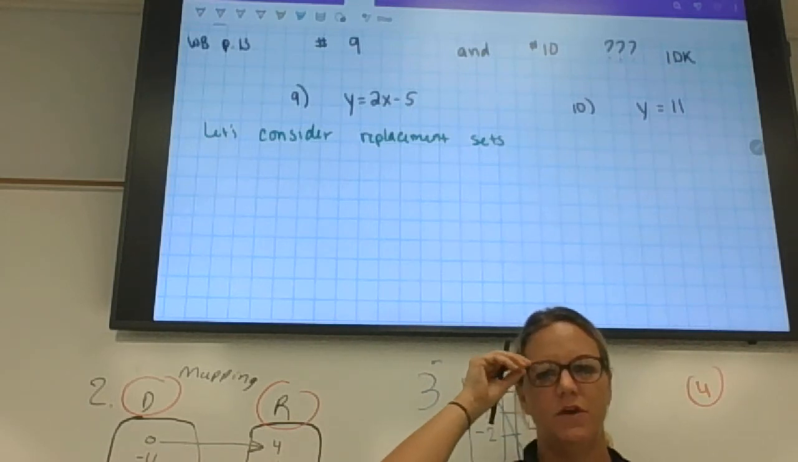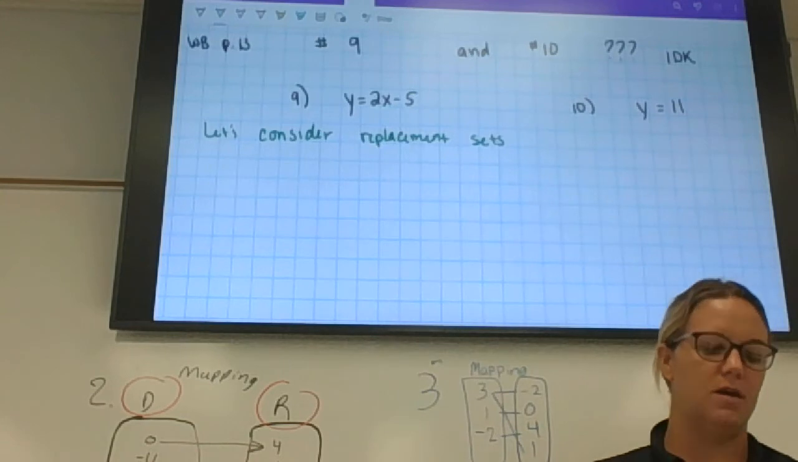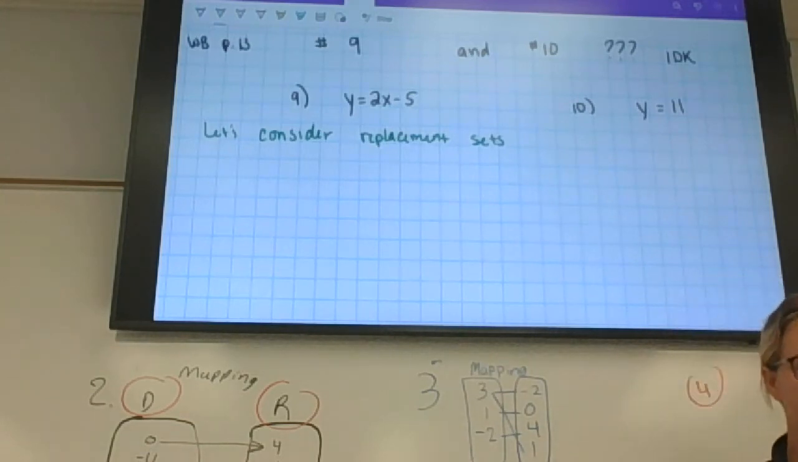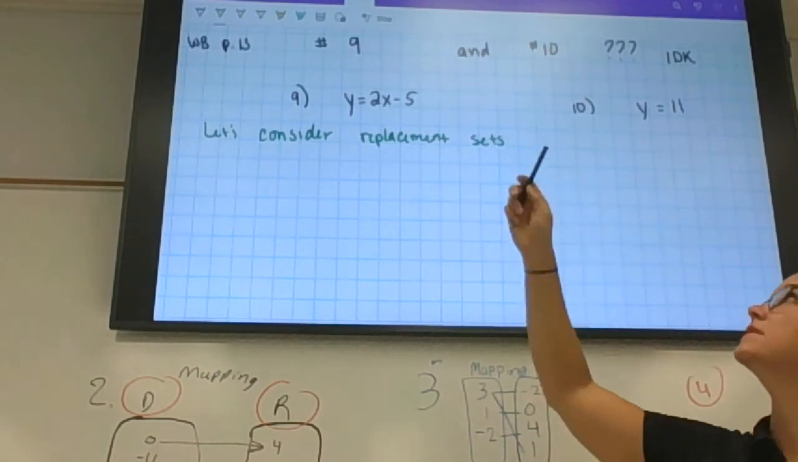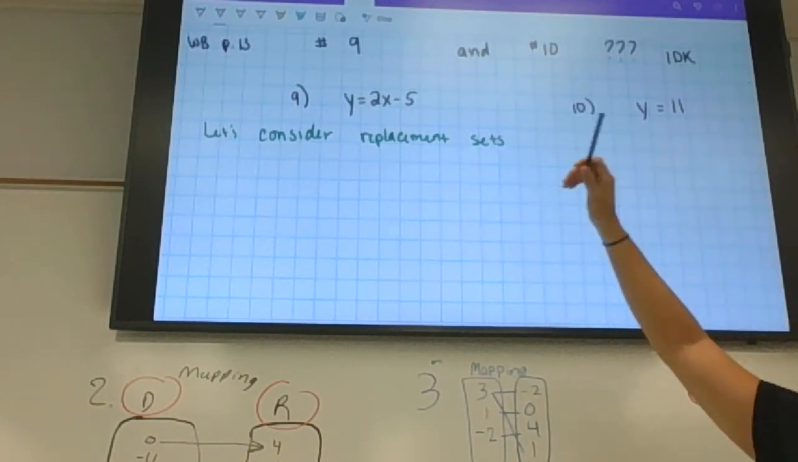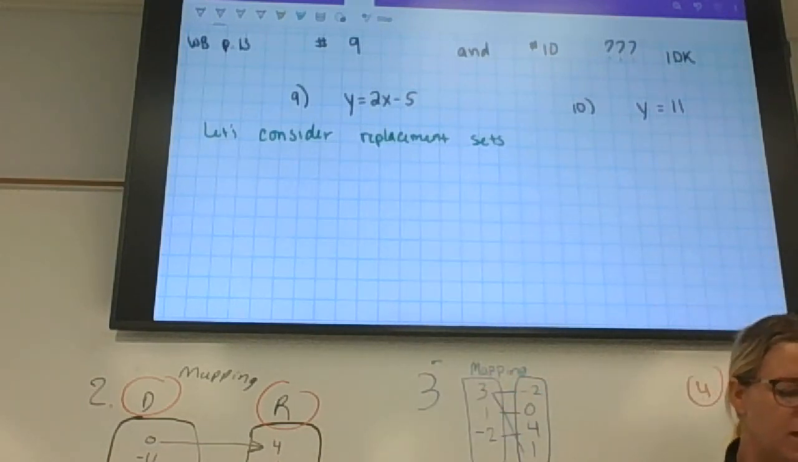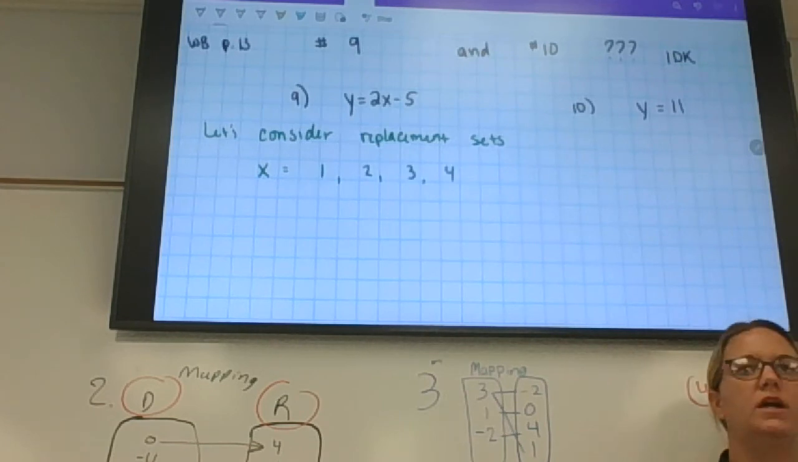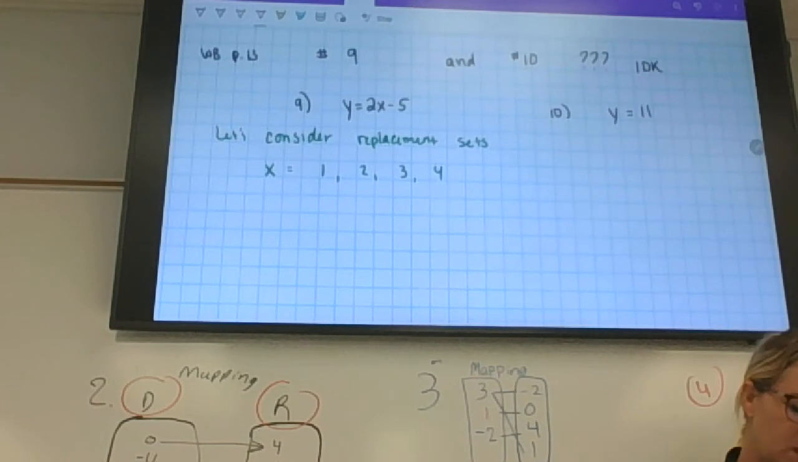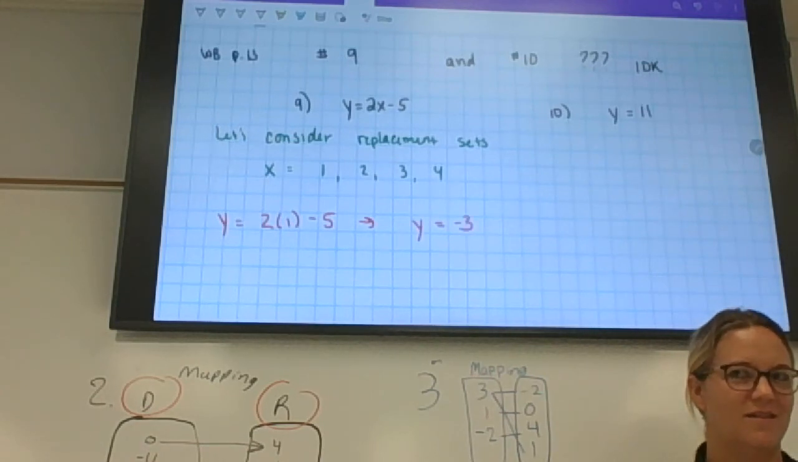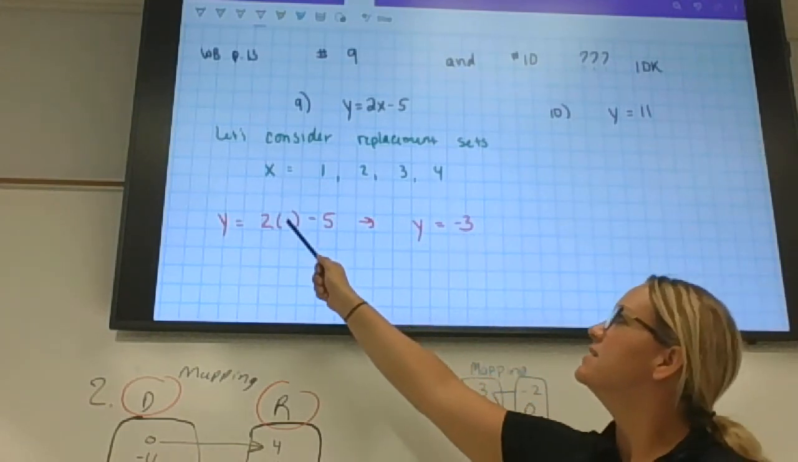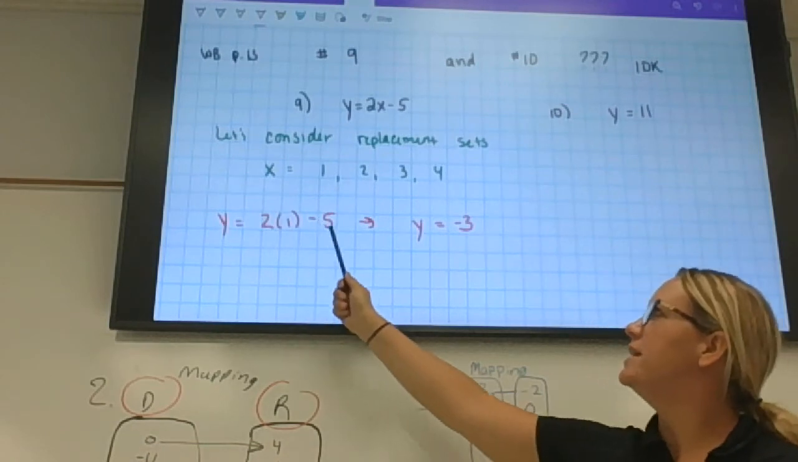If you guys could be quiet for a minute, some people are really asking me about 9 and 10. So I'm going to go over it. It's going to be kind of hard for me to explain. But for 9, let's consider replacement sets. Let's consider if x could be 1 or 2 or 3 or 4 in number 9. If it was 1, y would be -3. Are you with me? If I put 1 in for x, I would simplify 2 minus 5 is -3.